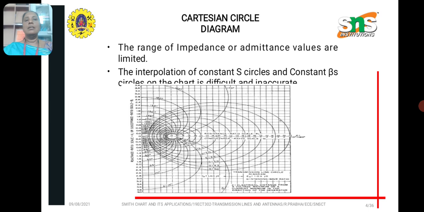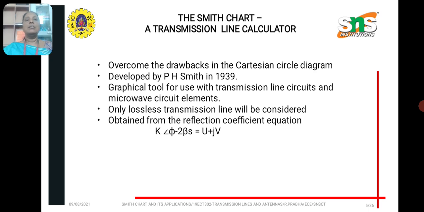So here the Cartesian circle diagram is one solution to overcome this problem. But here the range of impedance and admittance values is limited, and the interpolation of constant S circles and constant beta S circles on this chart is difficult and inaccurate. So in order to overcome these problems of the Cartesian circle diagram, we are going for a method called the Smith chart, and this is also called the transmission line calculator.